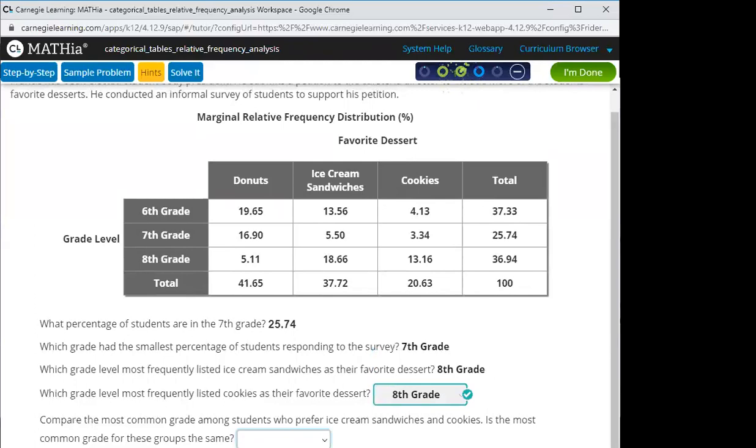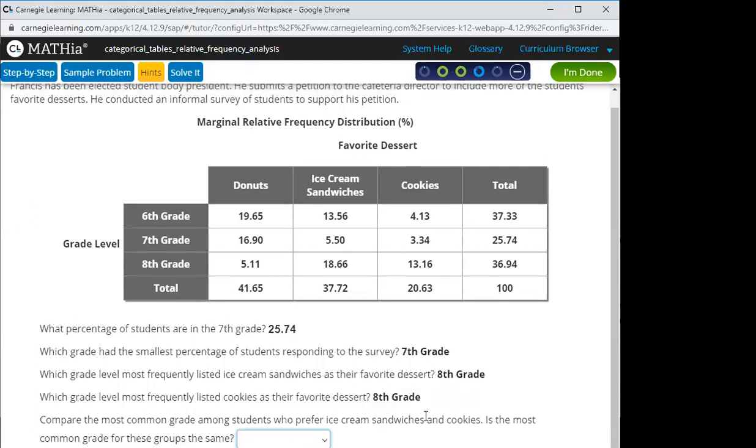And then lastly, it says compare the most common grade among students who prefer ice cream sandwiches and cookies. So ice cream sandwiches and cookies. So the most common grade who prefers ice cream sandwiches and cookies. So we're looking at these two. Is the most common grade for these groups the same? So 8th graders prefer ice cream sandwiches over anybody else, and 8th graders prefer cookies over anybody else. So yes, they are the same.